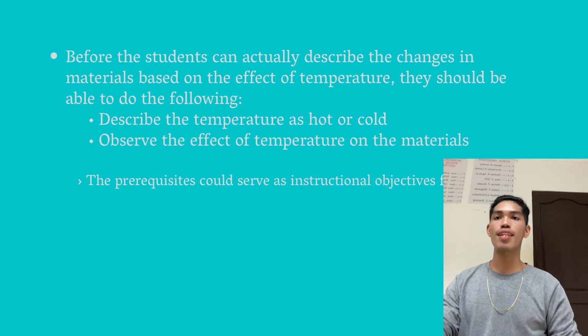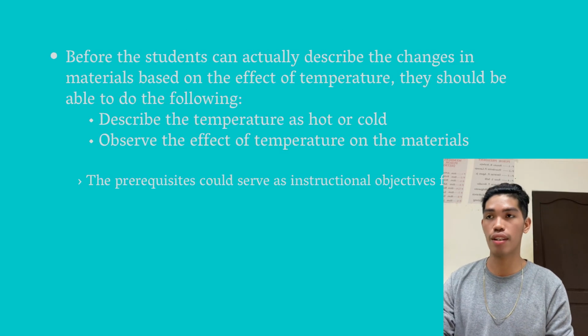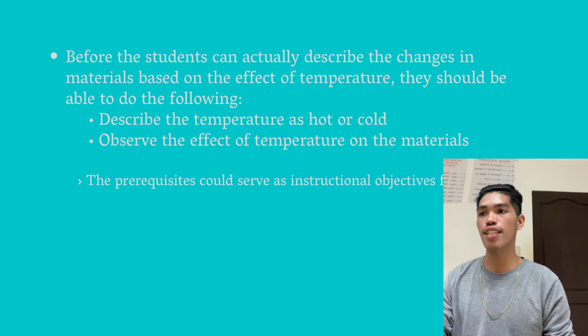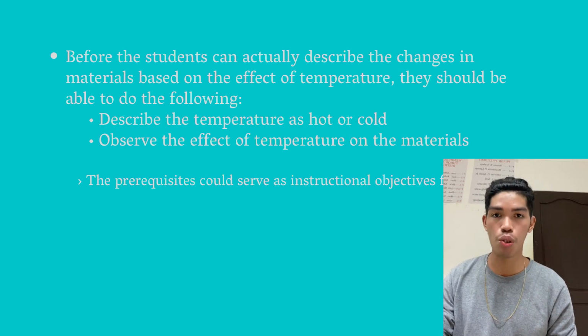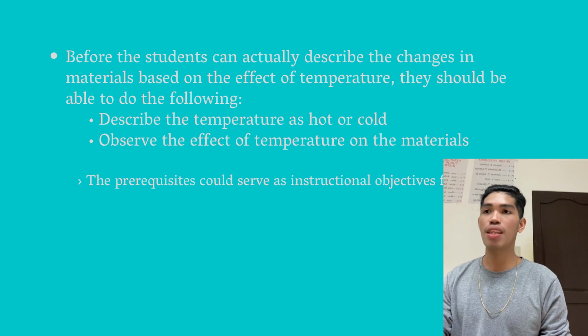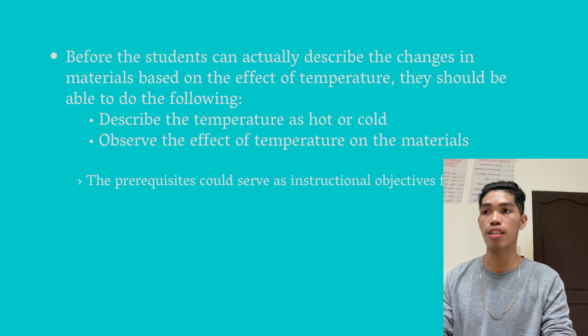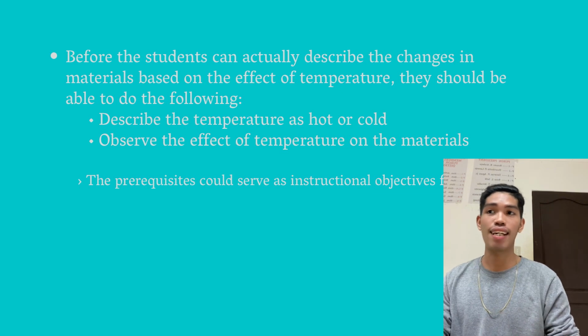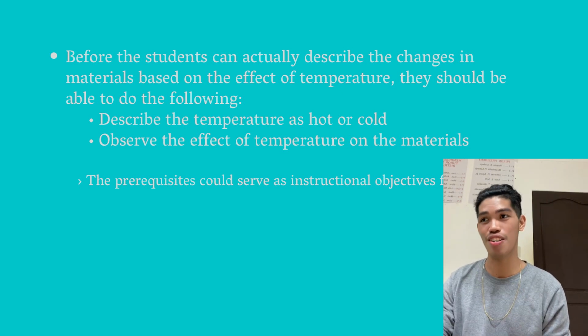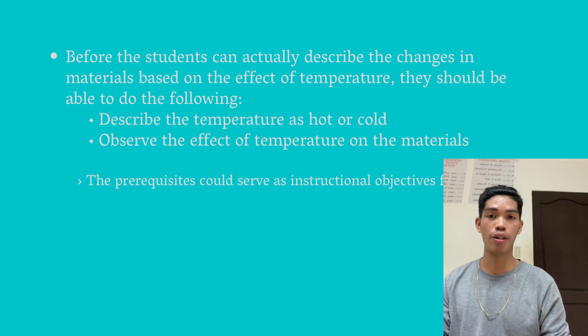So before the students can actually describe the changes in materials based on the effect on temperature, of course, they should be able to do the following. First is to describe the temperature as hot or cold. And then second, we have observe the effect of temperature on materials. So before they can assess the effects on the materials based on the temperature, of course, first things first, they should describe if it is hot temperature or it is a cold temperature, right? And then observe the effect on temperature and materials.